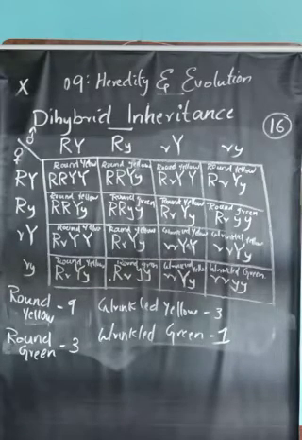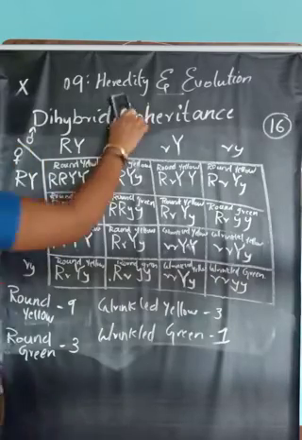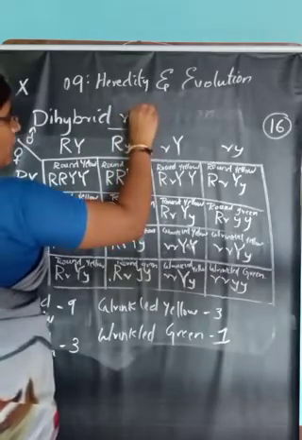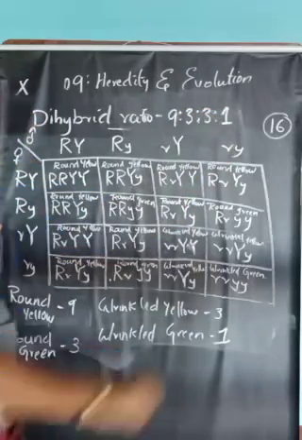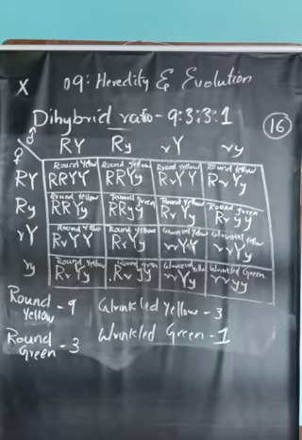This is the dihybrid ratio. What is the dihybrid ratio? It is 9:3:3:1. 9 round yellow, 3 round green, 3 wrinkled yellow and 1 wrinkled green is the dihybrid ratio. So the dihybrid phenotypic ratio is 9:3:3:1. Okay. You understand how to draw the Punnett square and everything?